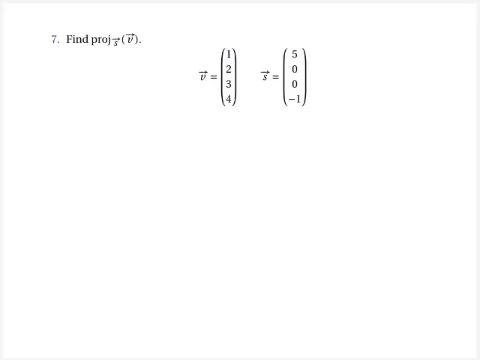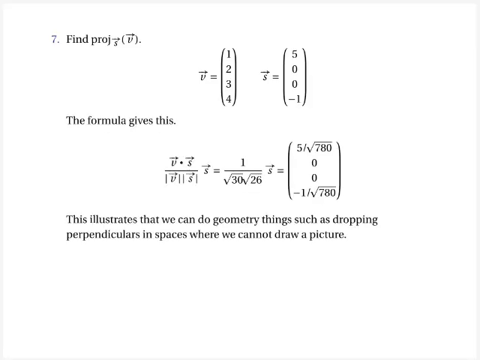Okay. Here, find the projection onto S of V. And a person just follows the formula, you just get what you get here. But the point again with this question is that we are able to do geometry things, such as dropping a perpendicular, in a space where I cannot draw a picture. So we are able to do this in 4 dimensions, 5 dimensions, 6 dimensions, but I didn't want to have 400 tall vectors. So we're able to do geometric things in dimensions where we can't draw a picture.